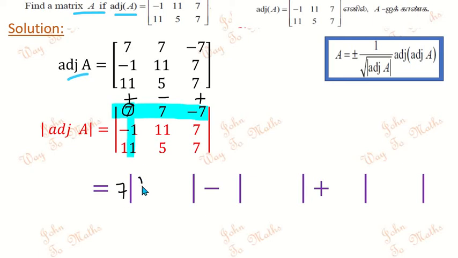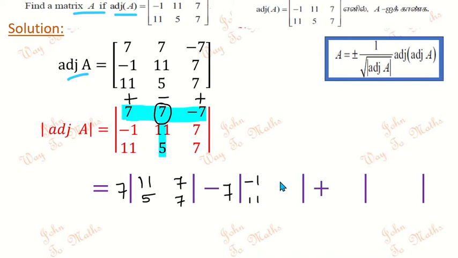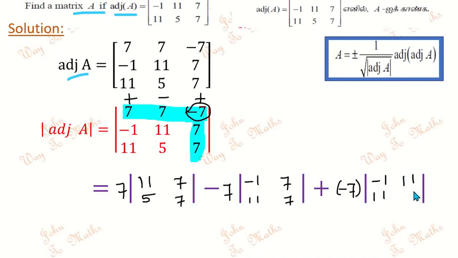So the cofactor of 7 is the determinant of 11, 7, 5, 7. For the second element of the first row, 7, we eliminate its row and column, so the cofactor is the determinant of minus 1, 11, 7, 7. For the last element, minus 7, the cofactor becomes the determinant of minus 1, 11, 11, 5.